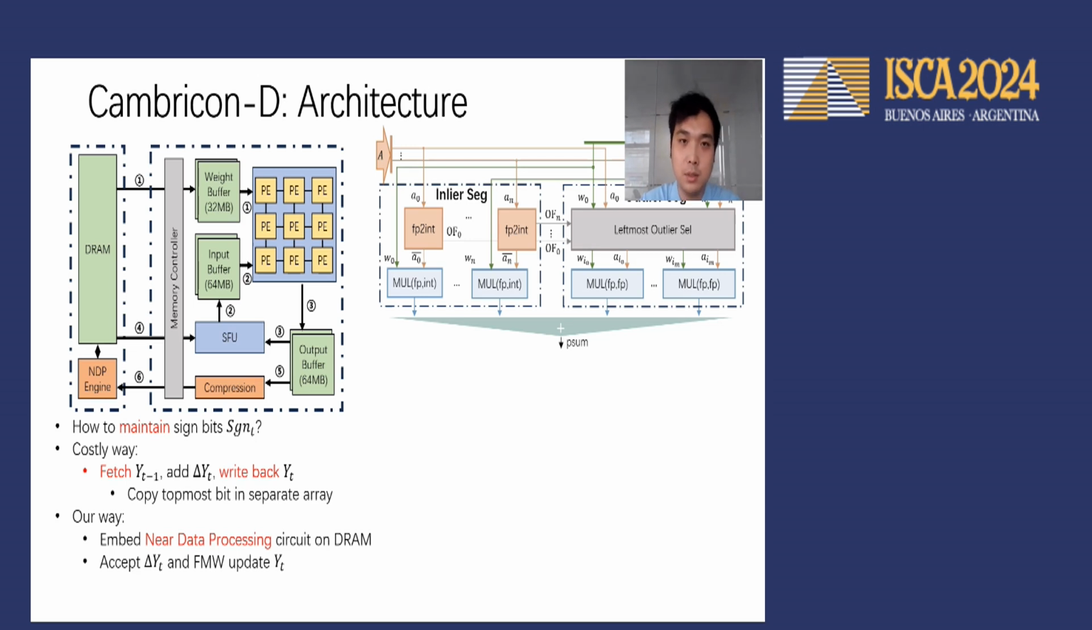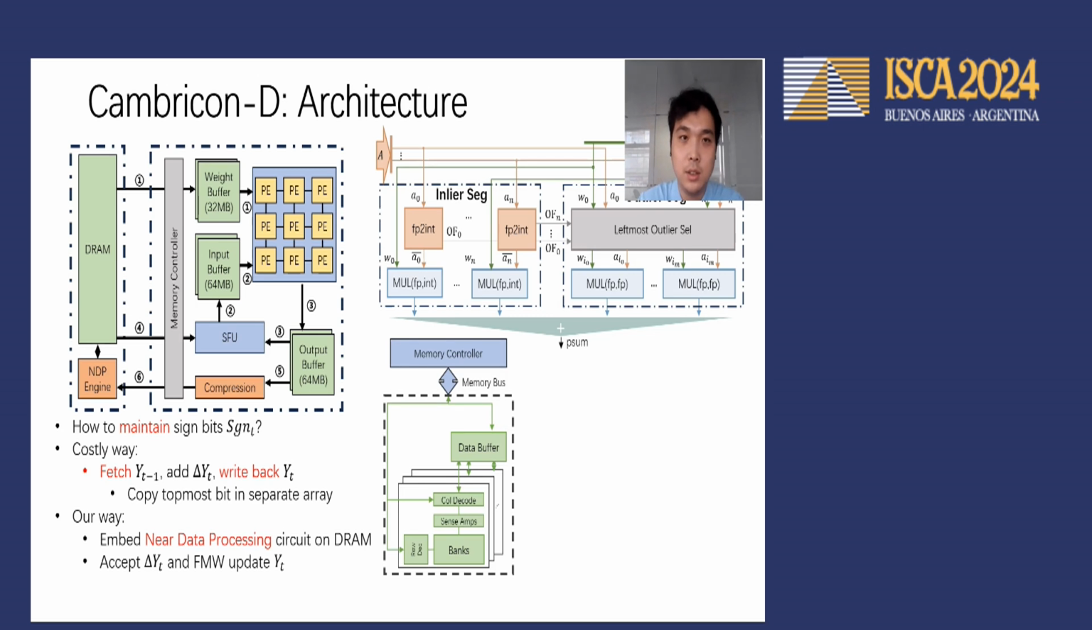Maintaining the sign bits would require maintaining the raw activation values as well. So a naive way to do this is just to fetch the activation to be updated from off-chip, add the delta to it, and write back. We then copy the topmost bit, the sign bit, in a separate contiguous location. However, this increases memory traffic for the fetching and the write back. So instead, we do this on the memory side by embedding a near data processing unit on the DRAM. The chip sends the deltas off-chip, and the NDP unit handles the update off-chip.